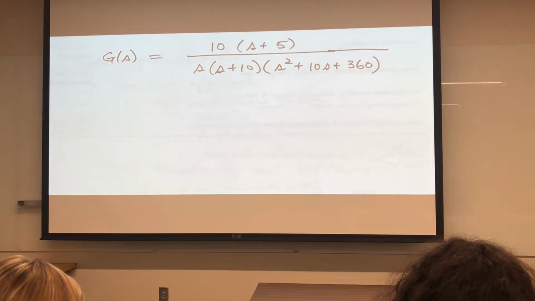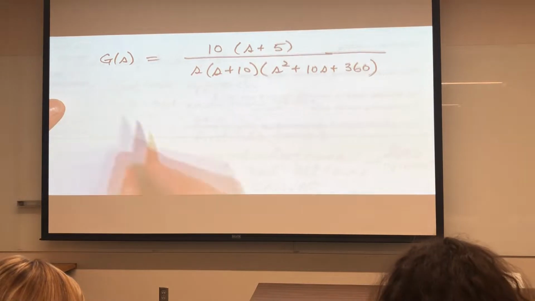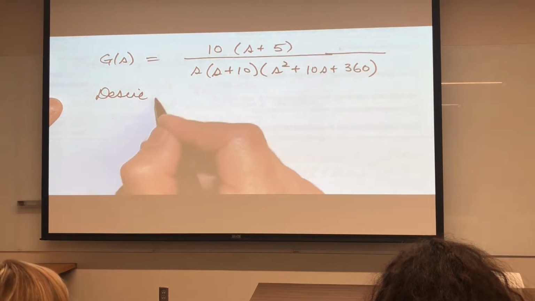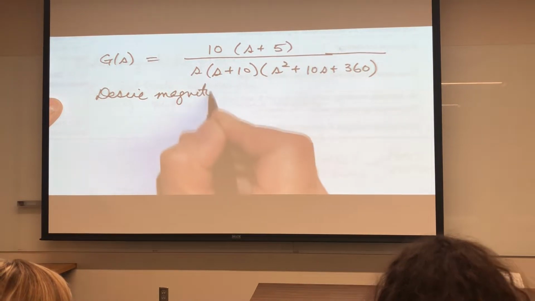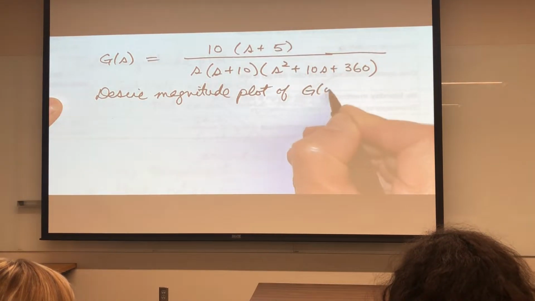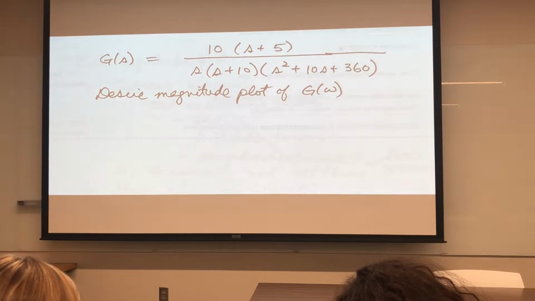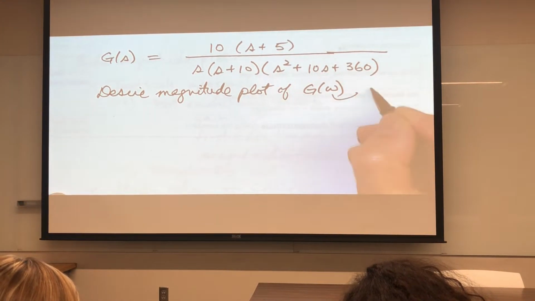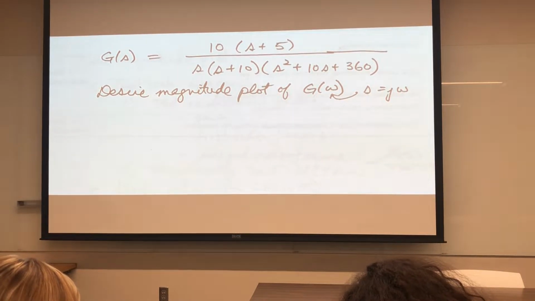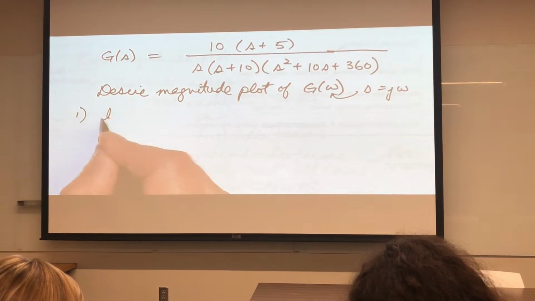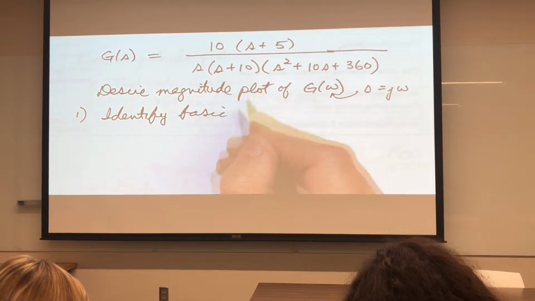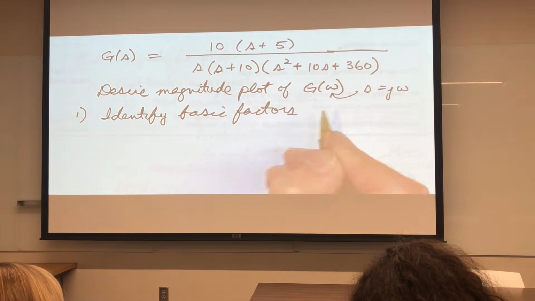There we go. What we see here is a number of terms. Basically what we desire today is the magnitude plot of G of omega. G of omega means the frequency response. We're letting S equal j omega. So let's first of all identify the basic factors.